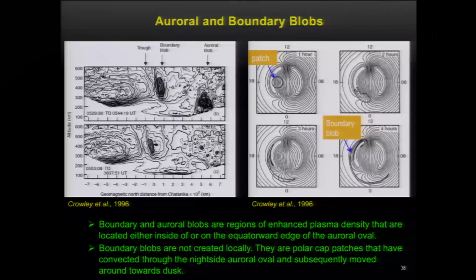And the plot on the left is a beautiful example measured by the Chatanika incoherent scatter radar. From lower to higher latitude, you are seeing the typical mid-latitude ionosphere, the trough, and here is your boundary blob, which still resembles that high density and tall structures, very similar to the Resolute observations deep in the polar cap.